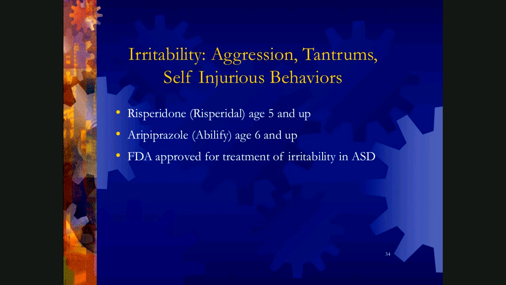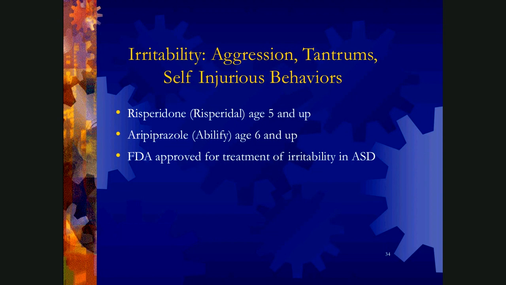And I started with irritability, aggression, tantrums, self-injurious behaviors, because we actually do have medications that have been FDA approved for the treatment of those symptoms in patients with autism spectrum disorder. The reason we have FDA approval is because the studies have been done. Risperidone, which people have probably heard about, is one of the dopamine antagonists. Risperidone has been approved for the treatment of aggression, tantrums, self-injurious behaviors, and it is approved for age 5 and up.